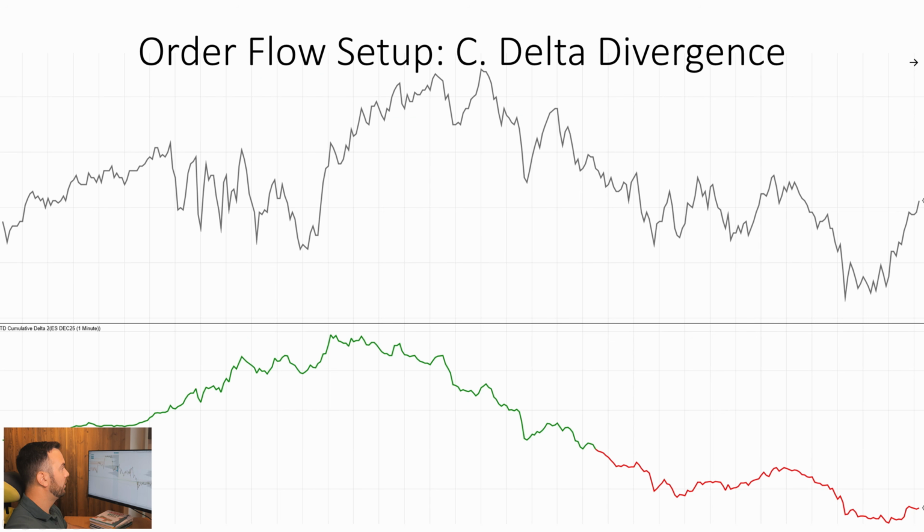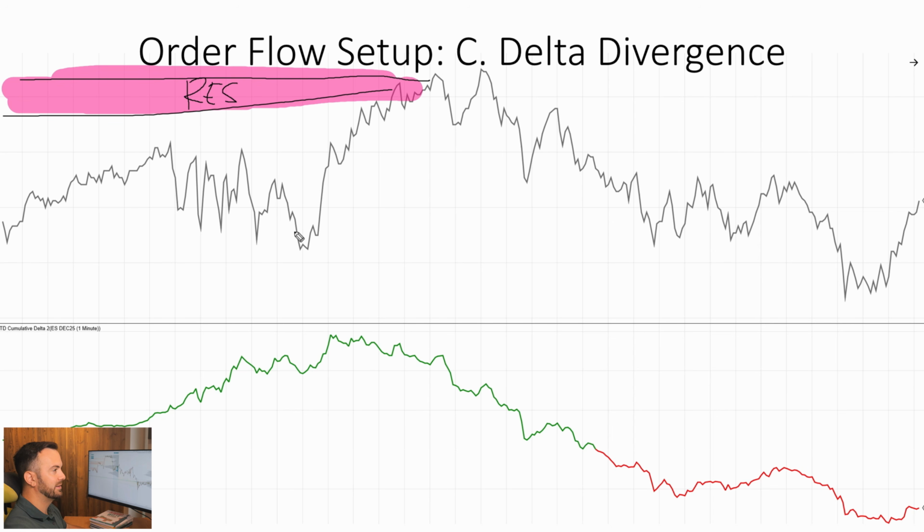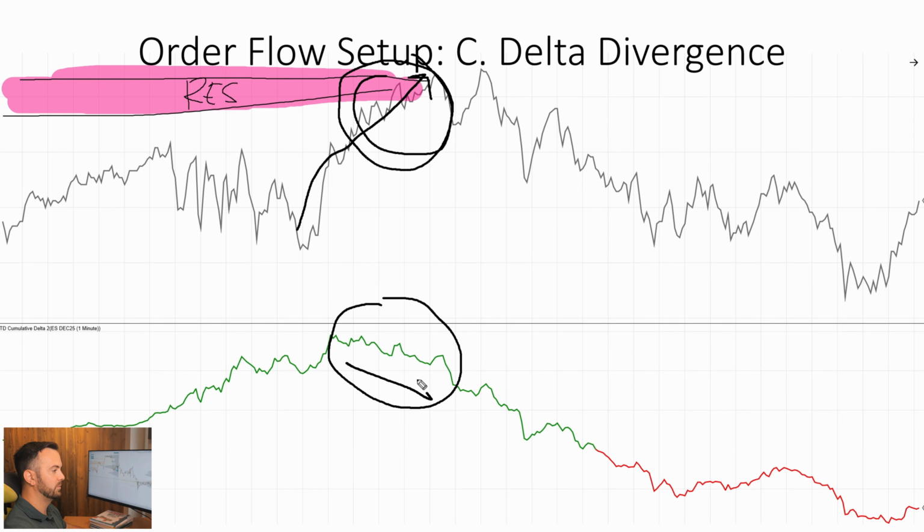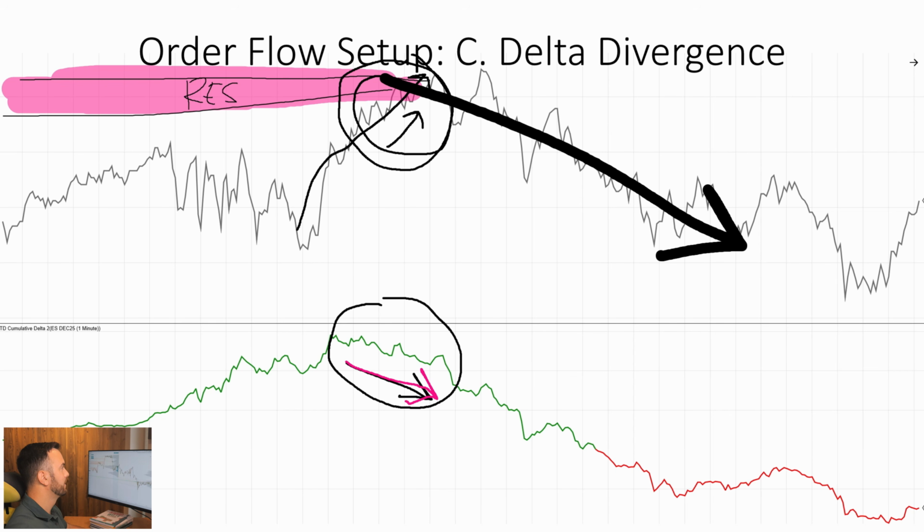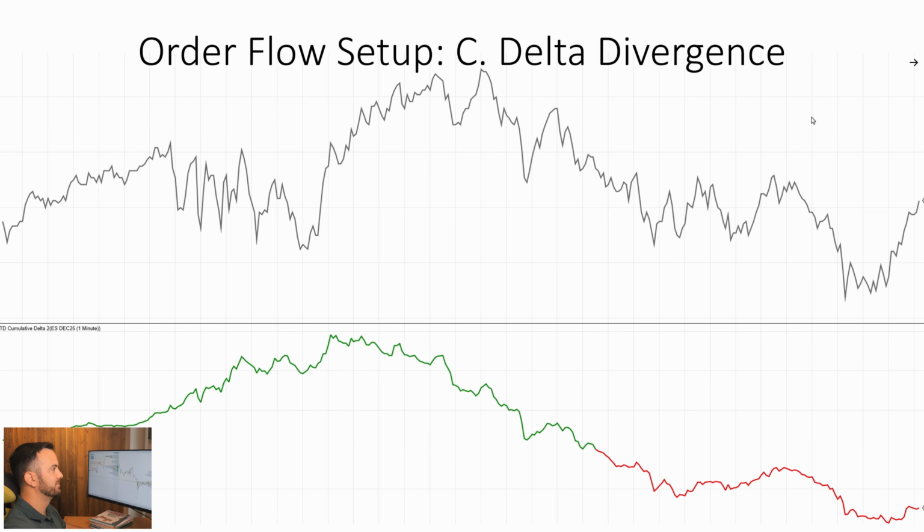Now, one last example of the price and delta divergence. Imagine again that we have a resistance here, and as the price is approaching that resistance, then in this area there's a divergence between price and delta. Price going up, delta going down, and that's the confirmation that you should go short from that resistance. All right, simple and effective.